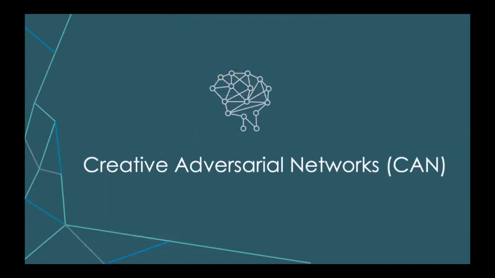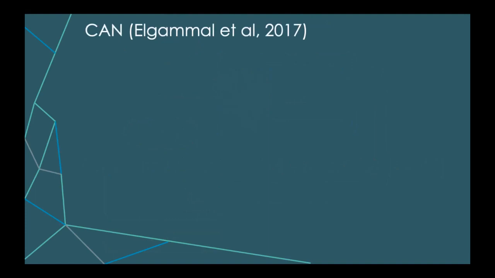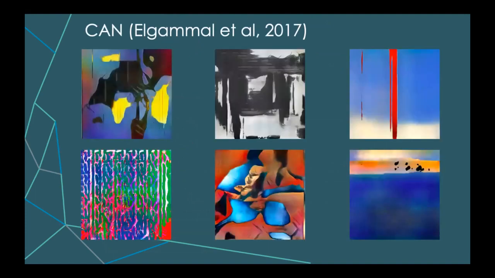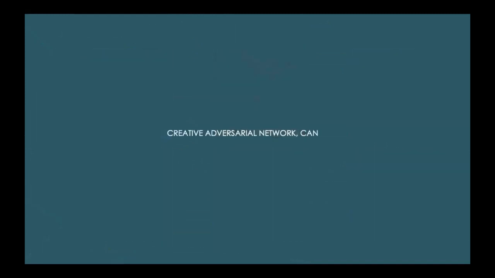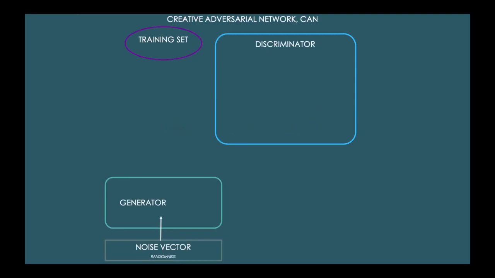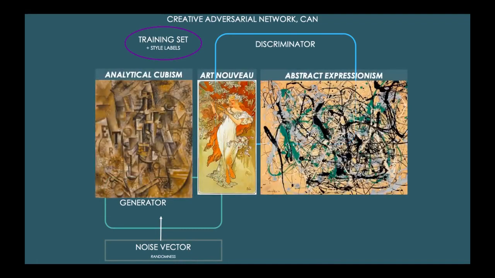The other example that I'm going to look at is very closely related to the GAN system, which is a creative adversarial network that was developed by Elgammal et al. in 2017. I'm sure you've seen this before again. So here are some example images. And again, this is very much of interest in the art world at the moment. So that works very similarly. We have the generator and discriminator, trained on a training set. It has the noise vector, but this time the training set includes style labels, such as these, so artistic style labels.